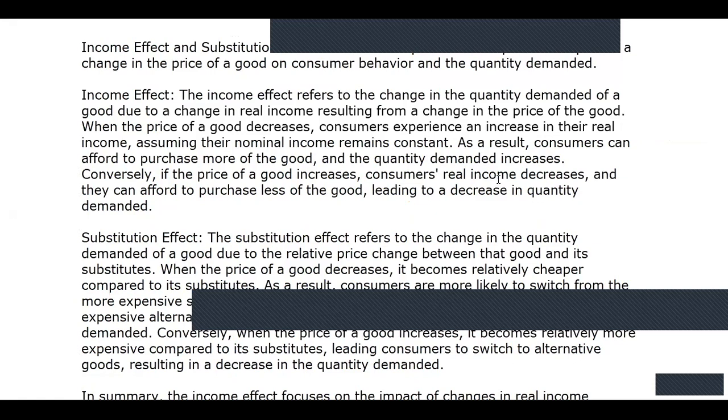Substitution effect simply arises when there are many substitutes available. So if there's a relatively cheaper commodity, consumers will switch from that expensive one to another. So that is called the substitution effect. So you need to differentiate these two.